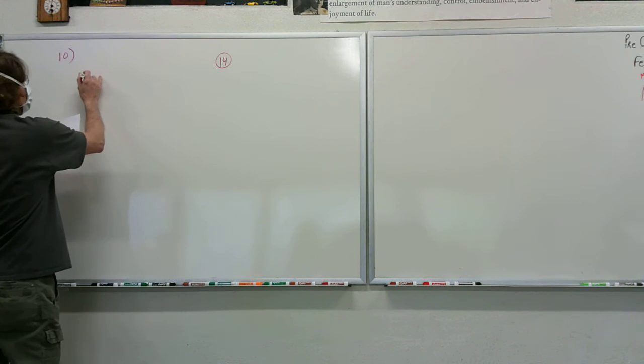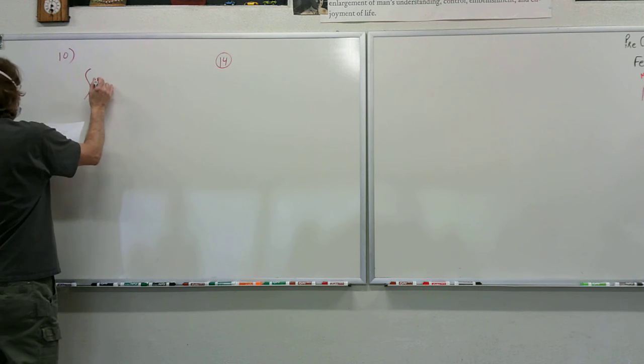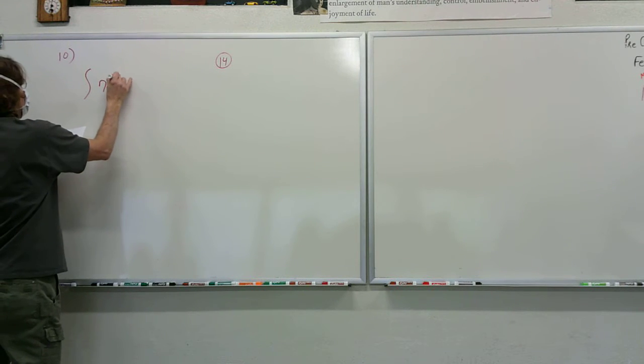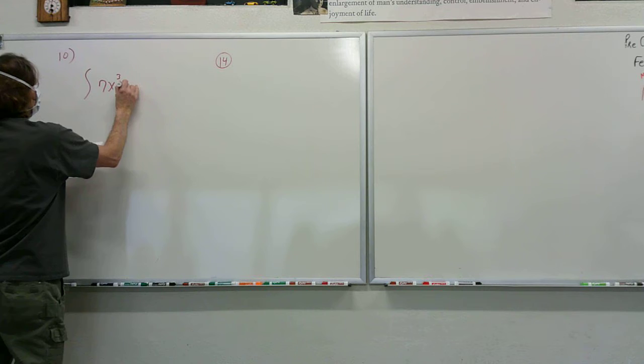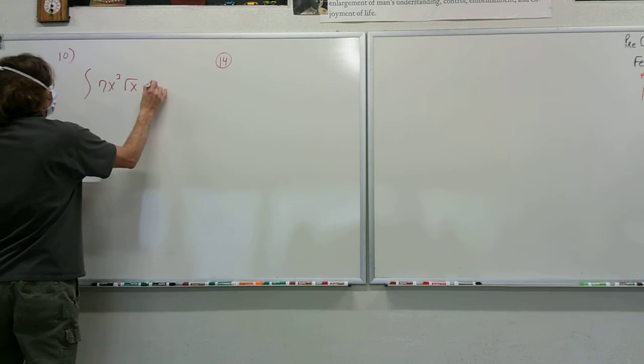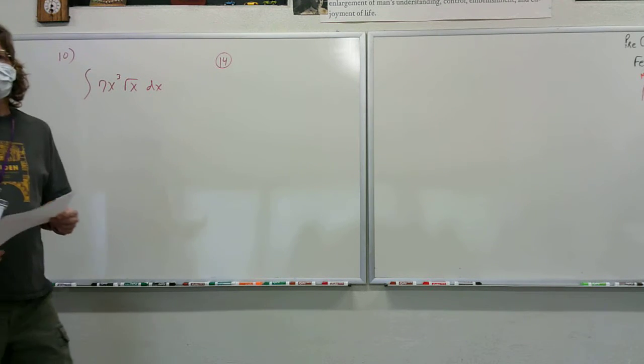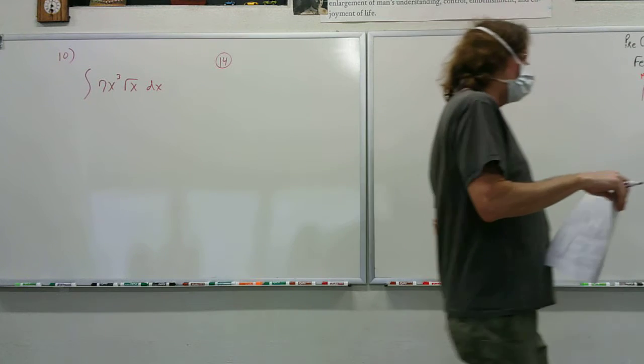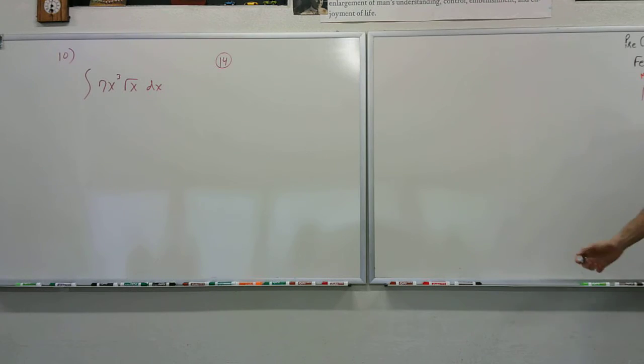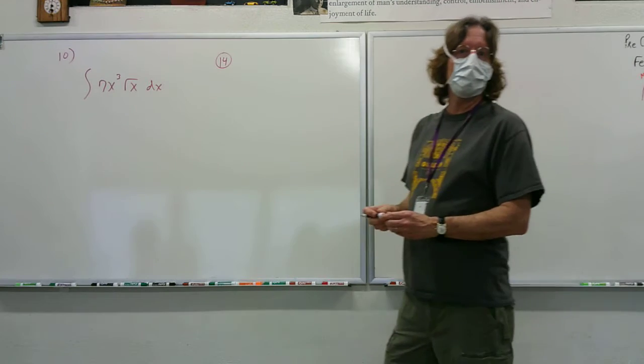You're a senior. Integral 7x cubed times square root of x dx. You cannot use our rule because you got x's times x's. But what could you do to make this a better problem, dear children?